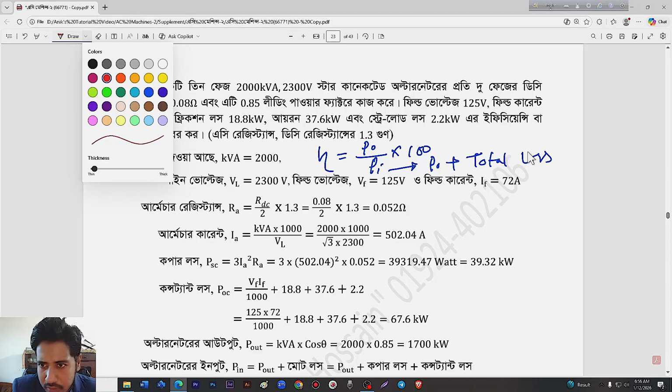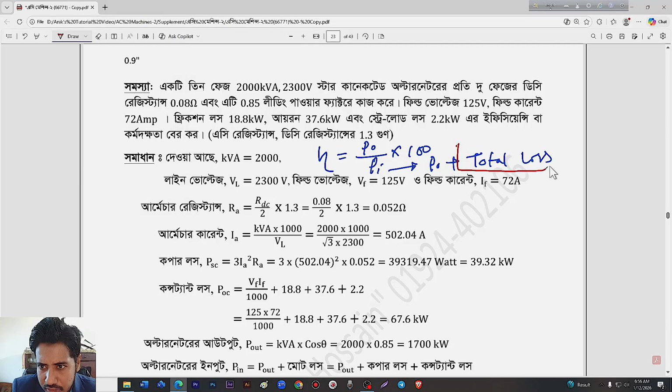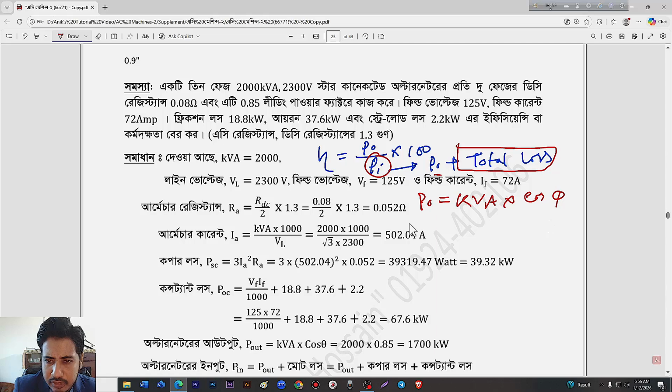Here the factor total loss is very important. Input equals output plus total loss. Here output equals kVA times cos theta. We all know that this is the formula of output. This is a very simple formula, but the factor is to find out the total loss.